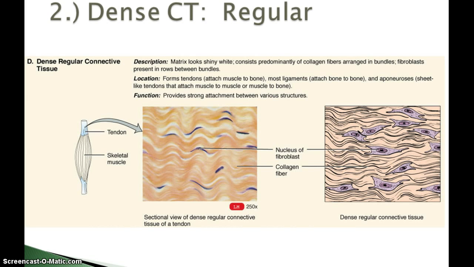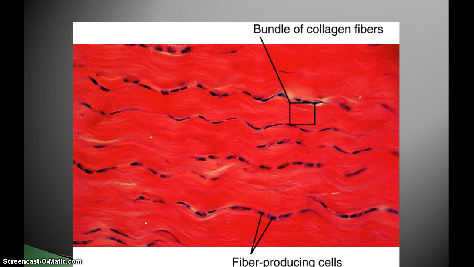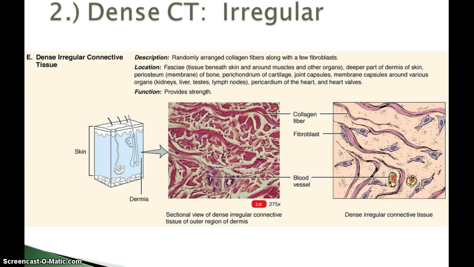So let's take a look. Here's our dense regular. All the fibers, as you can see, are all lined up, fibroblasts in between, and we're looking at a tendon. Here's another picture, and you can see all those pink or red colored things. Those are all collagen fibers. They're all lined up. In between, all those dark spots are the nuclei of the fibroblasts.